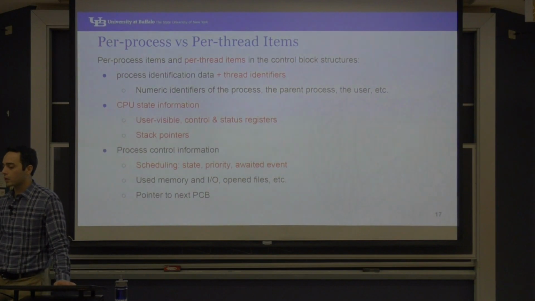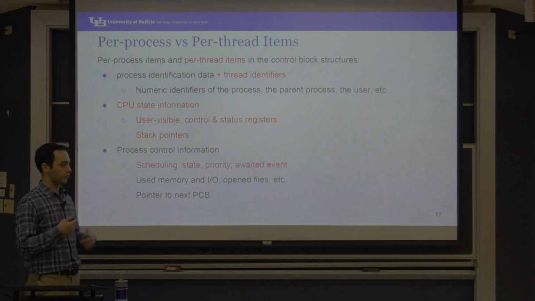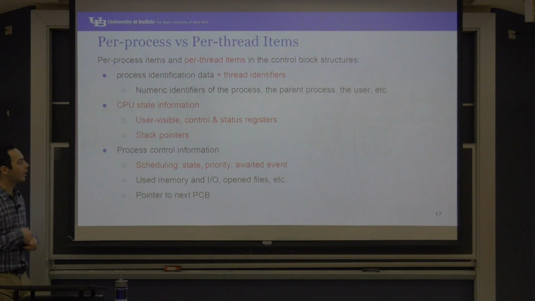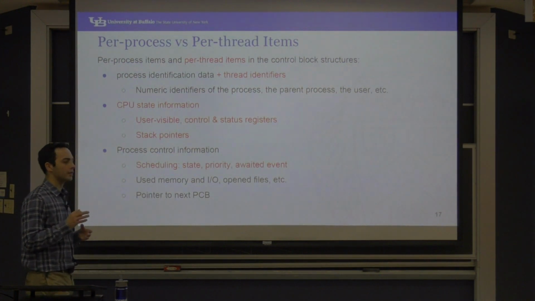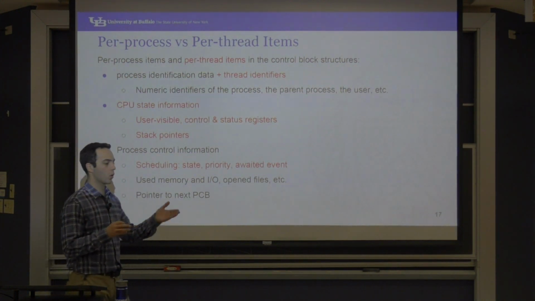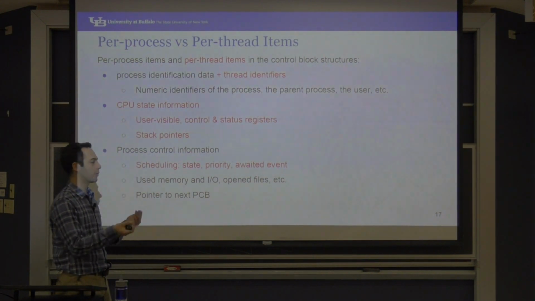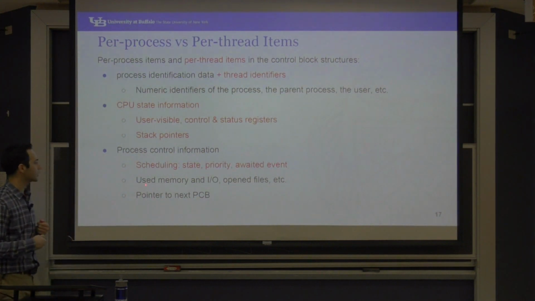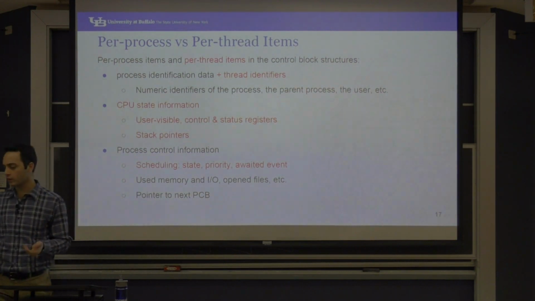And there is process control information regarding scheduling, which is the state, the priority for getting scheduled, and the awaited event that a thread is waiting for. These are also thread based, because the OS wants to block or schedule a single thread at a time. Either this thread or that thread, they're separate. But the general memory space, the open files, and the pointer to the next PCB are still per process. There's no need for defining them per thread.